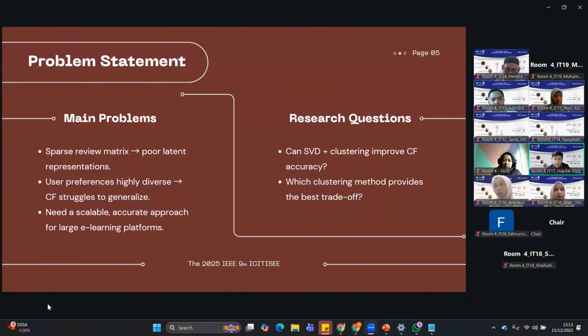Our work addresses two main problems. First is how to improve collaborative filtering performance on sparse review data. And second is how different clustering algorithms affect prediction accuracy and runtime. We aim to find the best trade-off between accuracy and scalability.